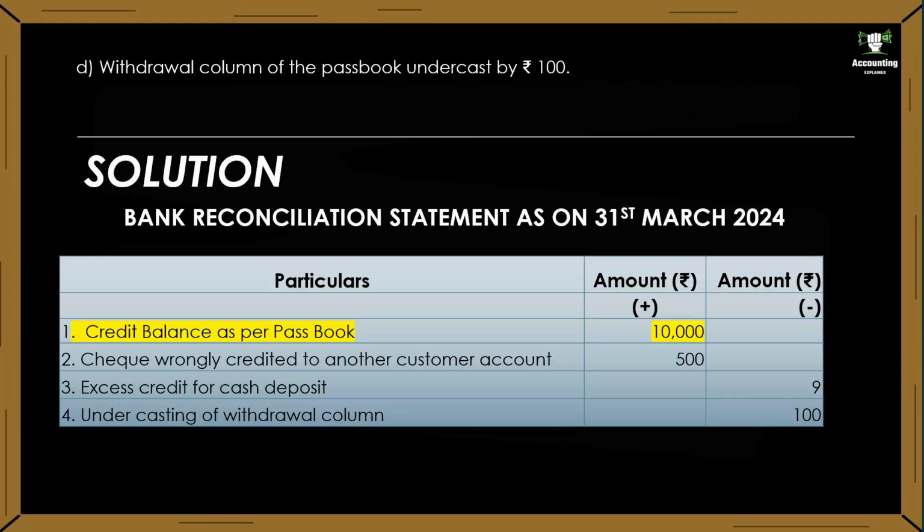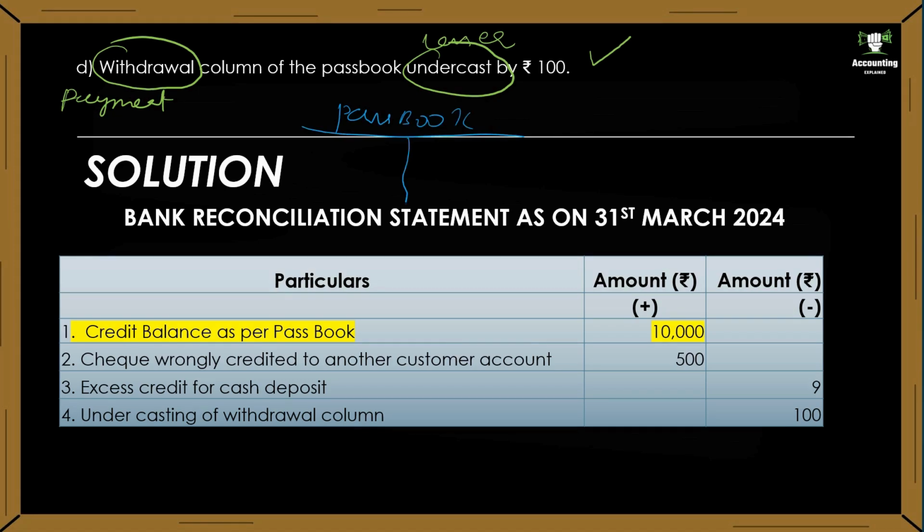Next we are going to do point D. Point D is: withdrawal column of the passbook is undercast by 100. Withdrawal column means the payment column of the passbook. Undercast means it is recorded 100 rupees lesser. First we will take the passbook. On the left side, by this time you should be able to tell me, payments. On the right side are your receipts. So on the payment side, they have recorded rupees 100 lesser.